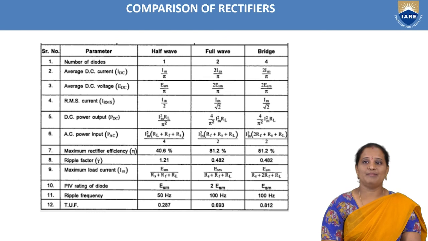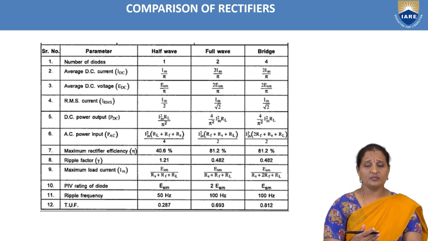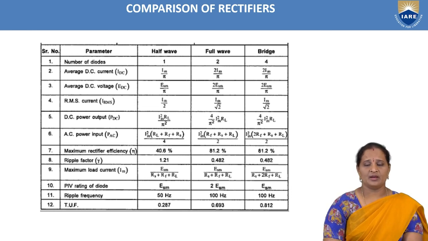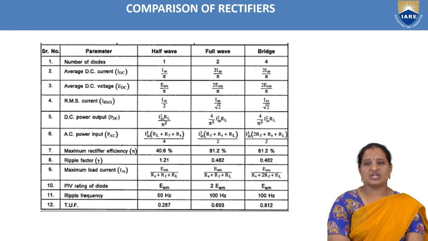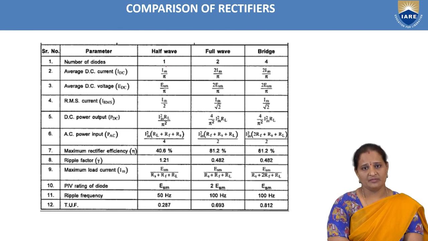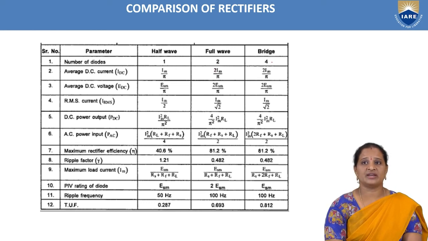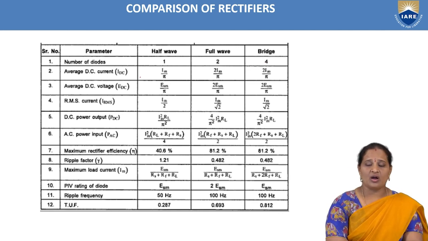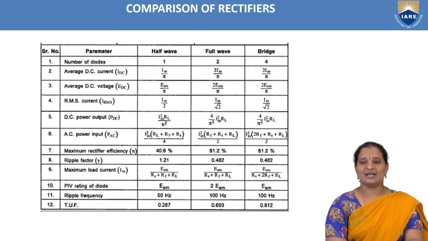Now coming to the mathematical analysis, the differences among the half wave rectifier, bridge rectifier and center tap full wave rectifier. The number of diodes used in half wave rectifier is 1, whereas in center tap full wave rectifier it is 2, and in bridge rectifier it is 4. Coming to the average current, that is the DC output current flowing through the load resistor, it is given by Im by pi in case of half wave rectifier, and in case of bridge and full wave rectifier it is the same, that is 2 Im by pi and 2 Im by pi.